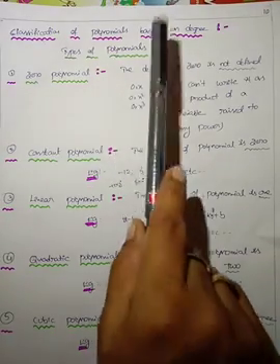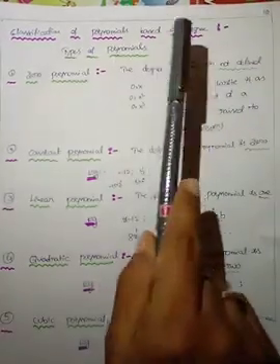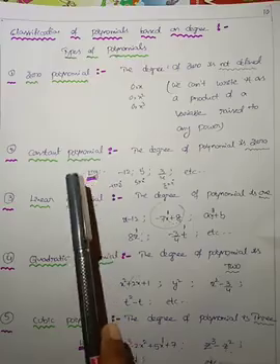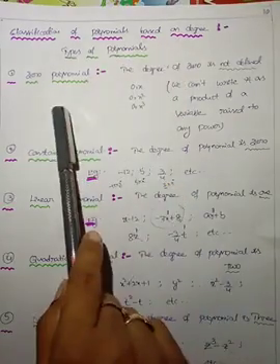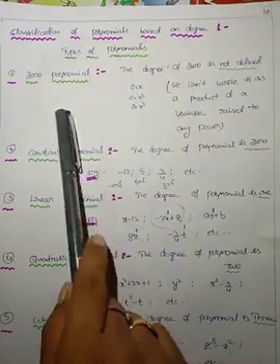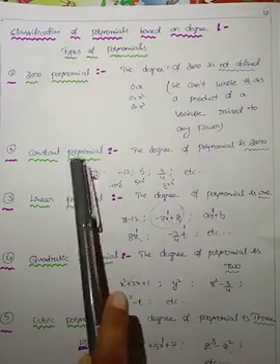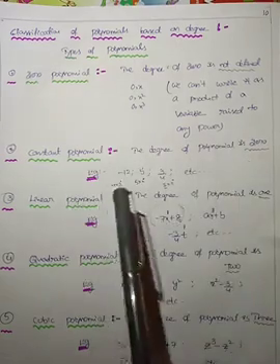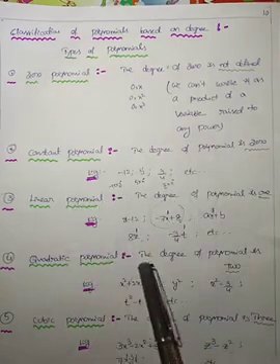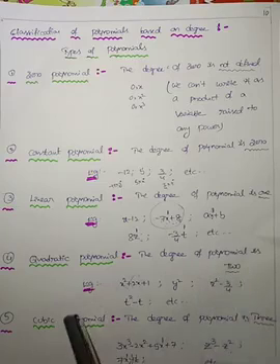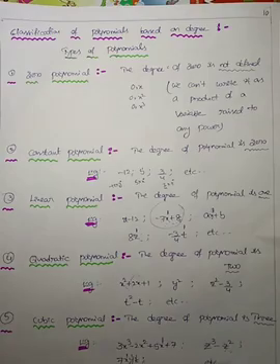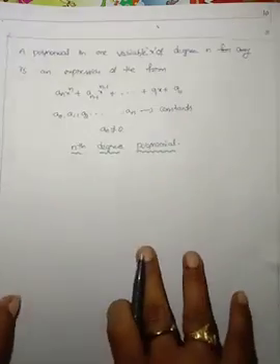So based on the terms: monomial, binomial, trinomial, multinomial. Based on the degrees, zero polynomial means degree is not defined. Constant polynomial means degree is 0. Linear polynomial means degree is 1. Quadratic polynomial means degree is 2. Cubic polynomial means degree is 3. Now we have to know about the nth degree polynomial.